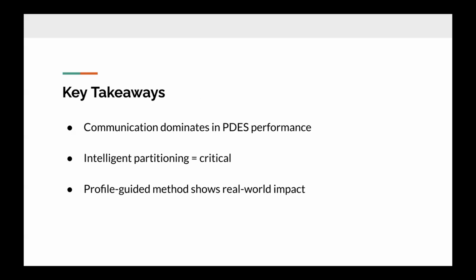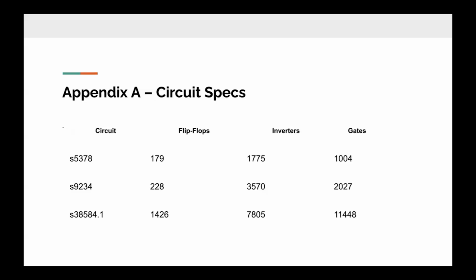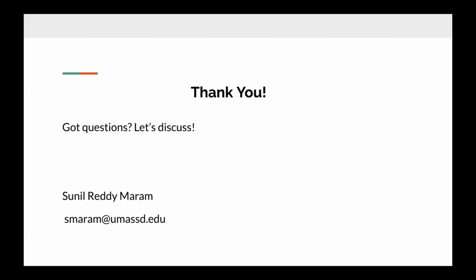To summarize the whole presentation, parallel discrete event simulations are often bottlenecked by communication, not computation. This means that even highly parallel systems can underperform if simulation objects are assigned inefficiently. So our solution, profile guided methods, shows real world impact and uses significant profiling. And these are the system level details of the environment we used for testing. And yeah, that's it. Any questions?